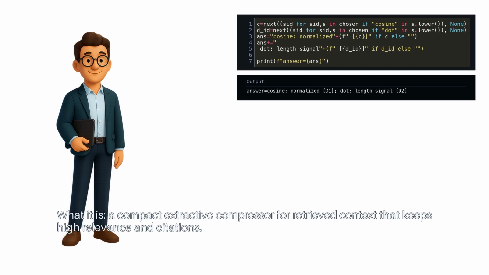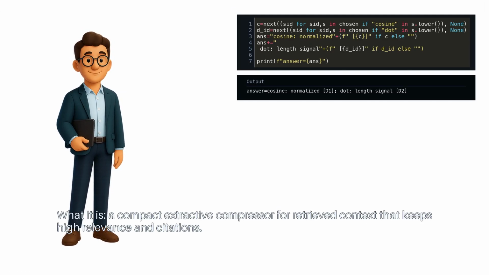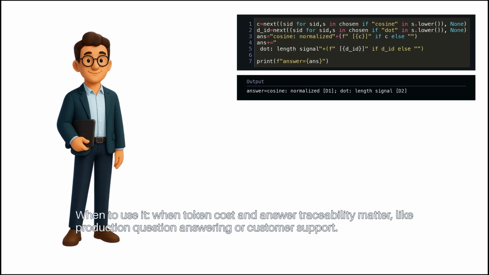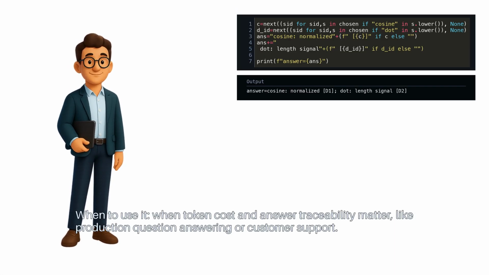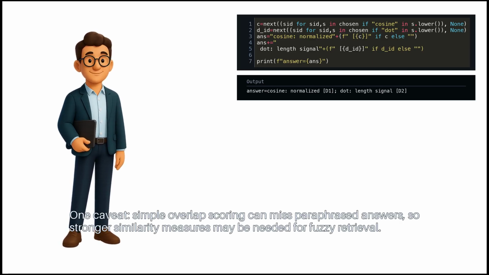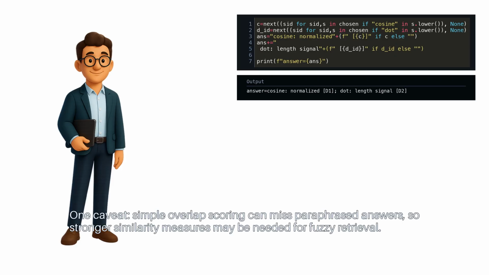What it is: a compact extractive compressor for retrieved context that keeps high relevance and citations. When to use it: when token cost and answer traceability matter, like production question answering or customer support. One caveat: simple overlap scoring can miss paraphrased answers, so stronger similarity measures may be needed for fuzzy retrieval.